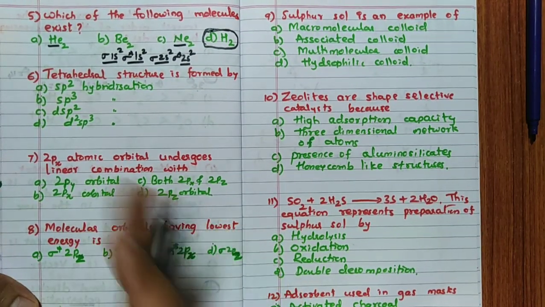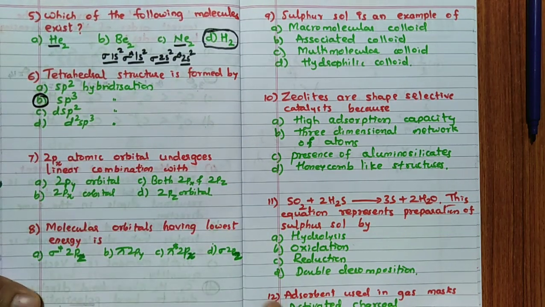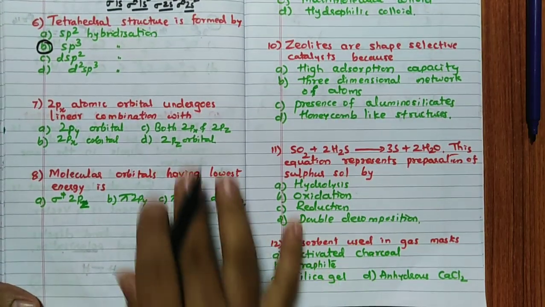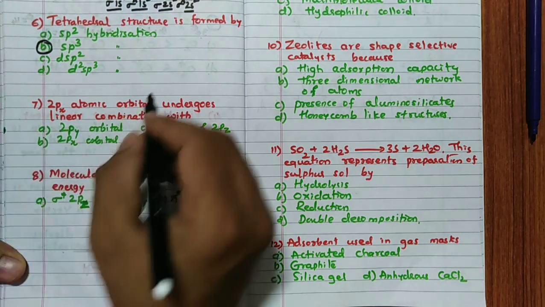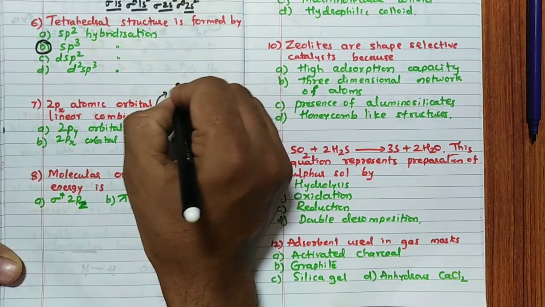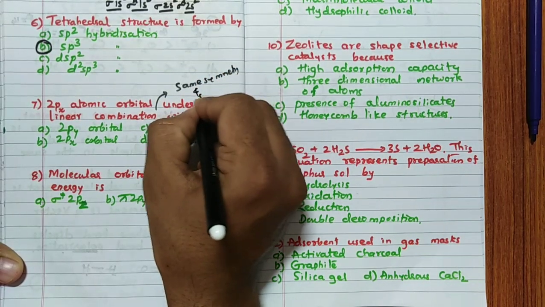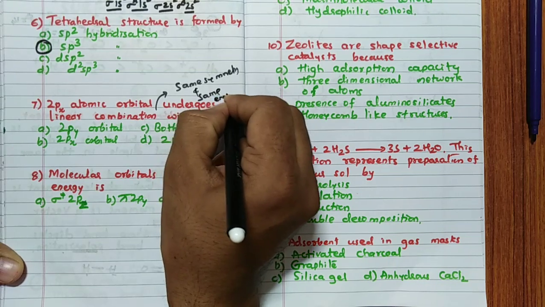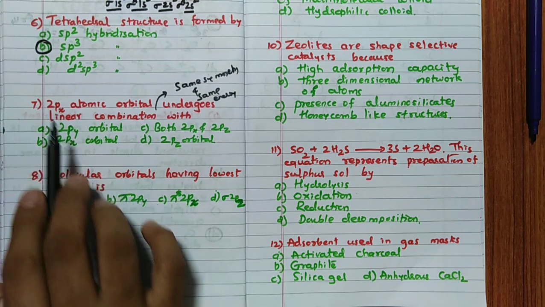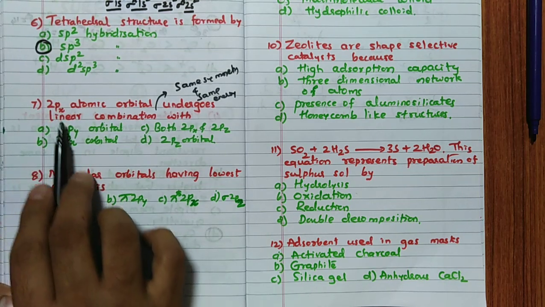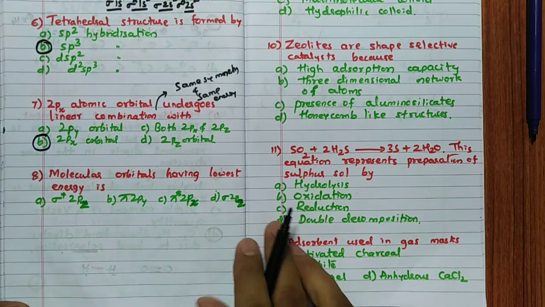Tetrahedral structure is formed by sp3, a very simple question. It was asked once, remember. Tetrahedral means sp3, anyone can tell this. Then a 2px atomic orbital undergoes linear combination with, remember, the condition for linear combination is same symmetry and same energy. 2px always mixes with 2px, because 2py will have a different symmetry, x-axis, y-axis. Definitely it is not possible. So the answer is B.